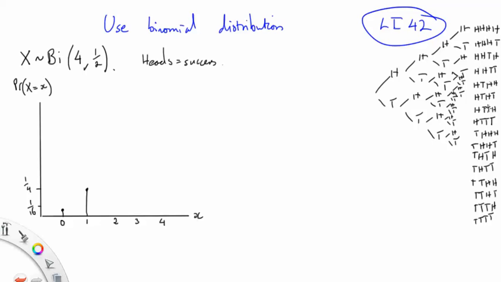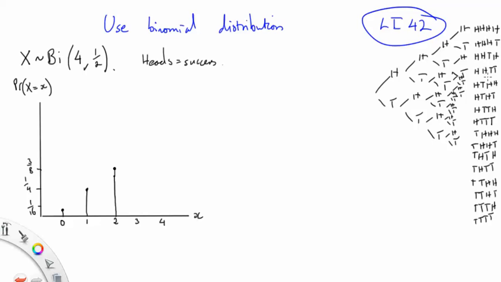Probability of getting exactly 2 heads. 1, 2, 3, 4, 5, 6. So that's going to be 6 out of 16, which is 3 out of 8, which is very close to a half. So it's going to be like there. 3 out of 8. Let's count that one again. 2 heads. I'm a bit skeptical. 1, 2, 3, 4, 5, 6. Yeah, 6 out of 16, 3 out of 8.